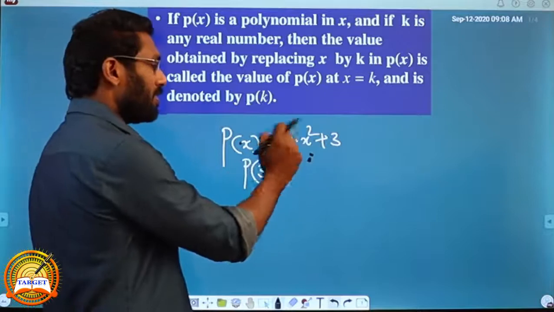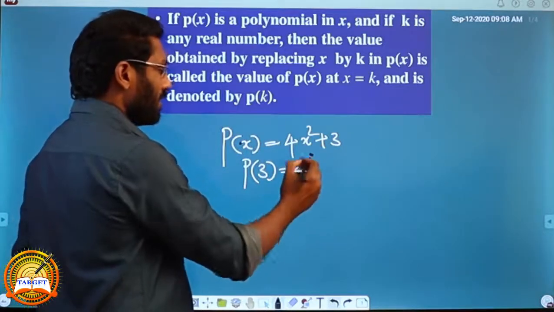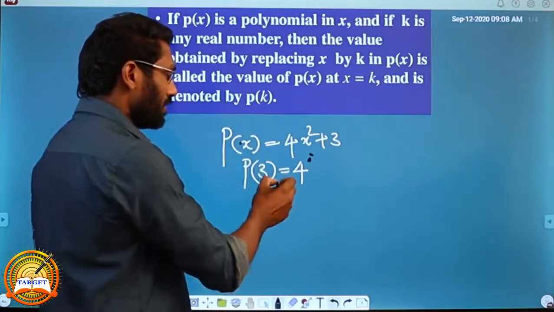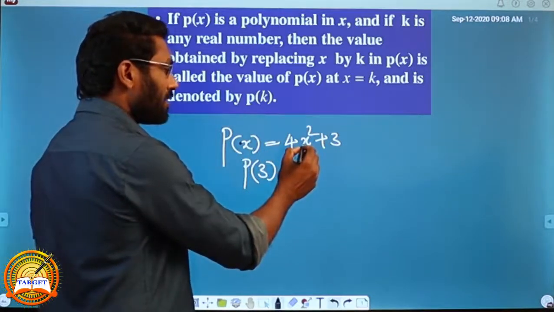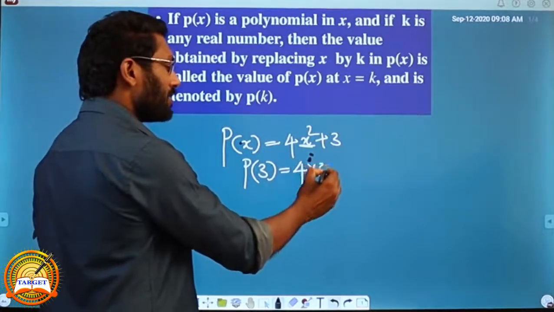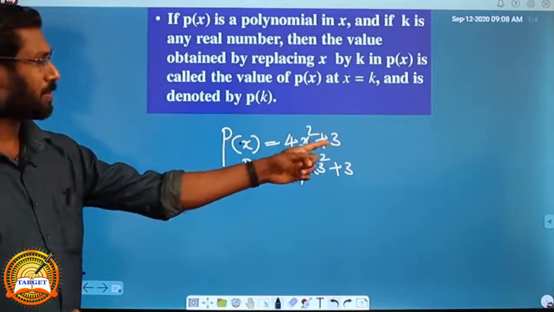So what is p of x here? It is 4x square plus 3. So we can find the value of this polynomial when x is equal to 3, that is p of 3, by replacing this x square. X square will be replaced as 3 square plus 3. P of x equals 4x square plus 3.